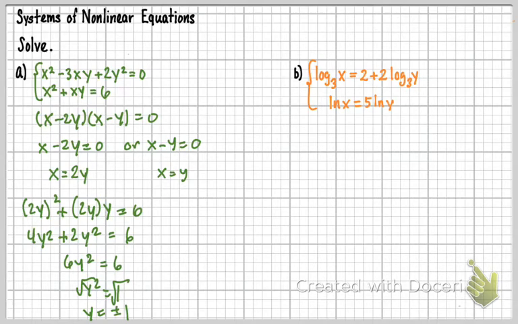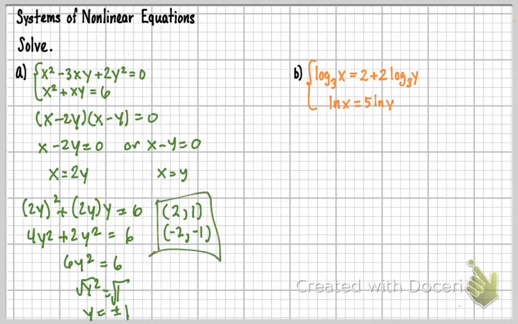So now to get the ordered pairs, because remember in solving a system we're looking for points, I'm going to take this positive and negative 1 we have for y and plug it into this equation here. When I plug in a positive 1 for y, 2 times 1 is 2, so I get the ordered pair 2, positive 1. And then I do it again for the negative 1. When I put that negative 1 in for y, that's 2 times negative 1, which is negative 2. So that's going to be negative 2, negative 1. So these here are my ordered pairs for this problem.